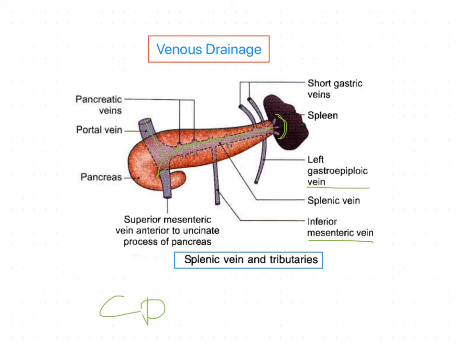So these are all about the spleen. The spleen has some important functions: it has a phagocytic action, it is a very important hemopoietic organ, it shows immune responses, and it helps in the storage of RBCs. These are all about the spleen.